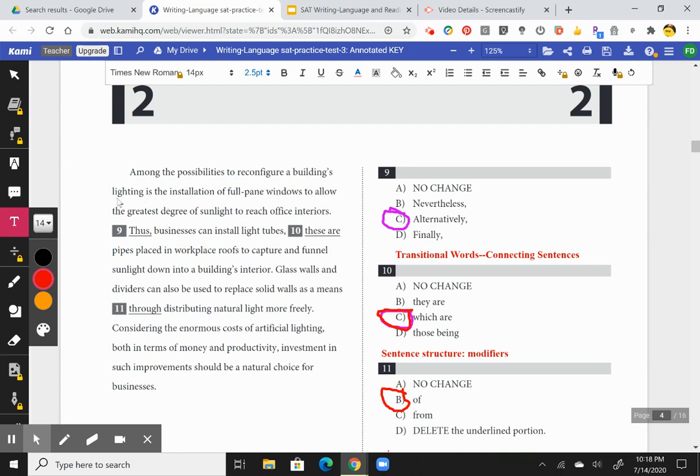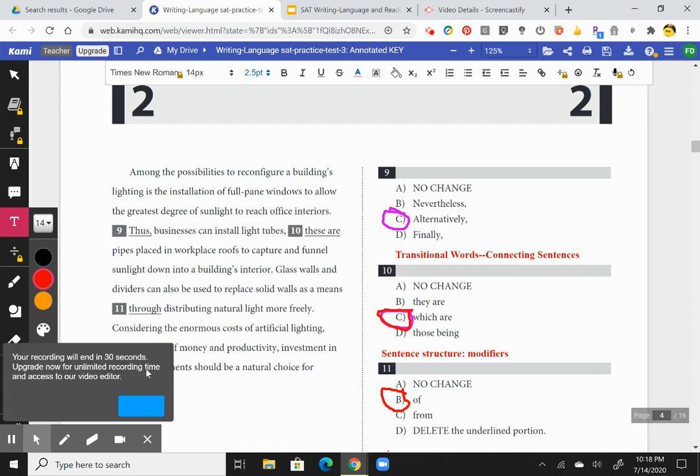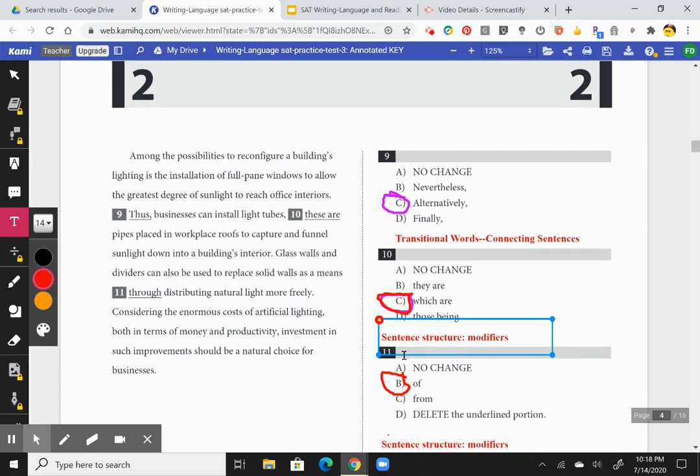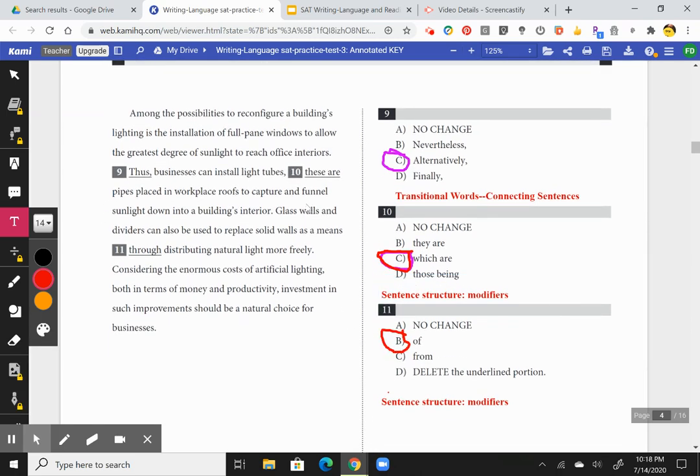Among the possibilities to reconfigure a building's lighting is the installation of full pane windows to allow the greatest degree of sunlight to reach office interiors. Alternatively, businesses can install light tubes. So this is talking about an alternative. So the best word here would be alternatively. And then number 10 is talking about these pipes placed in workplace roofs.